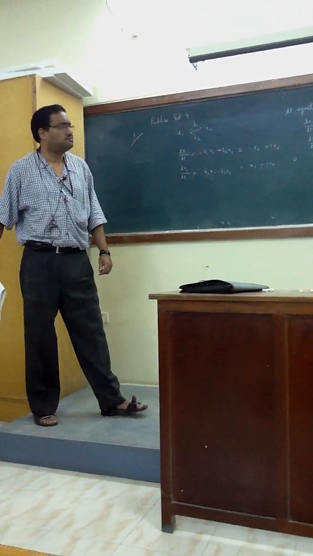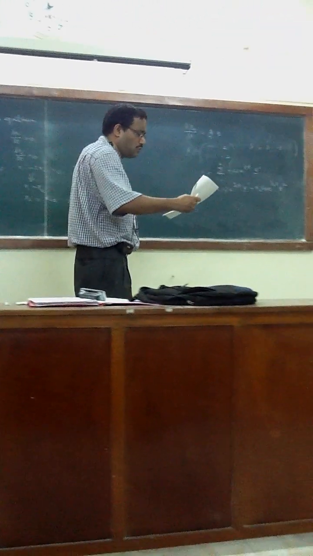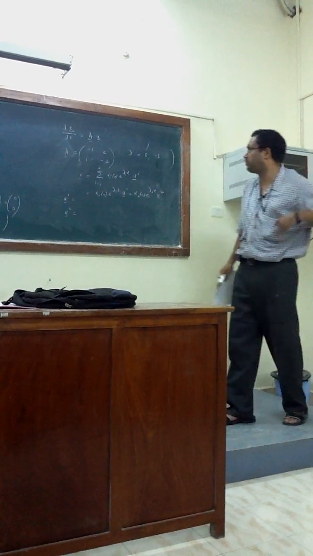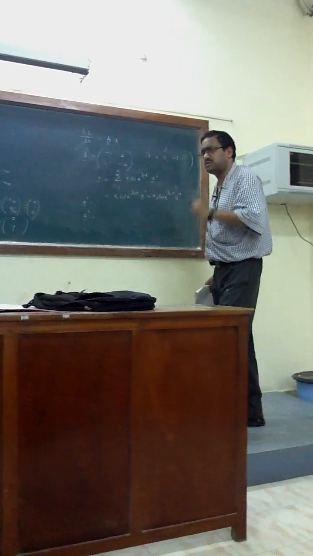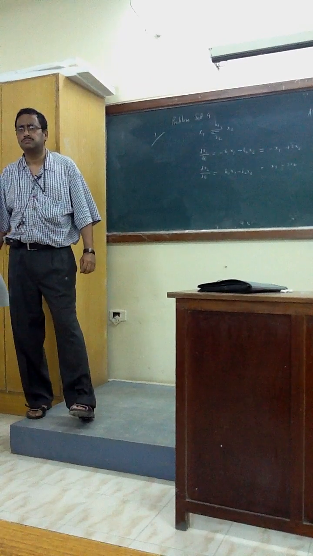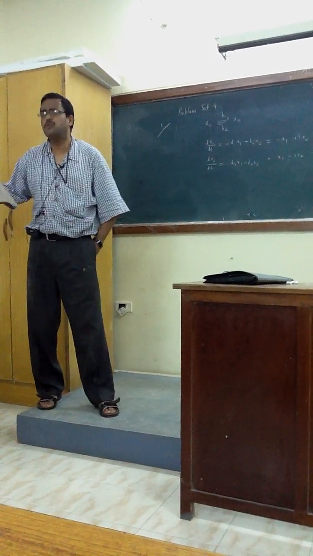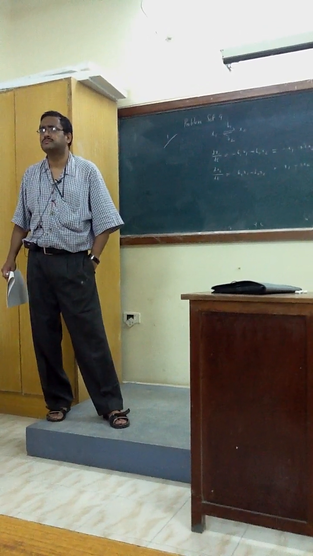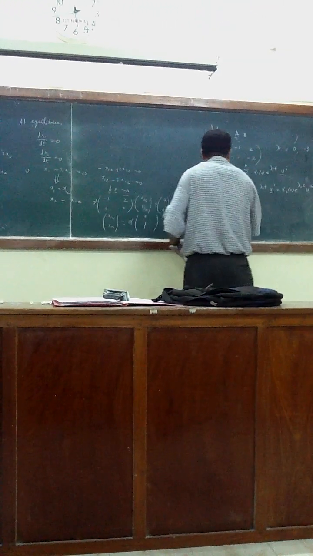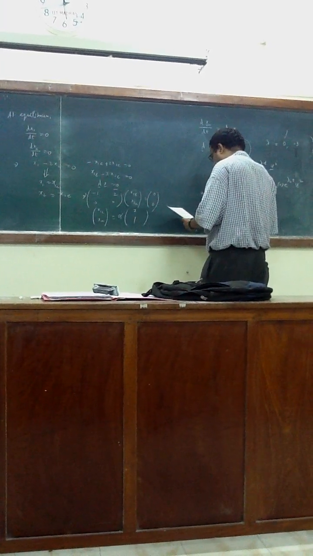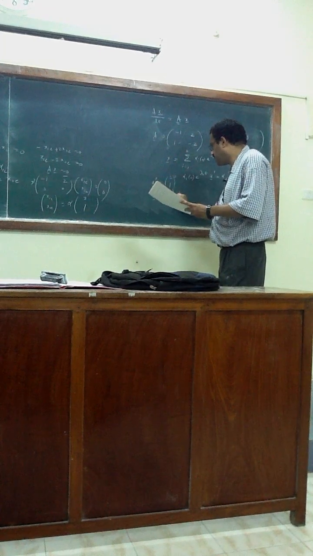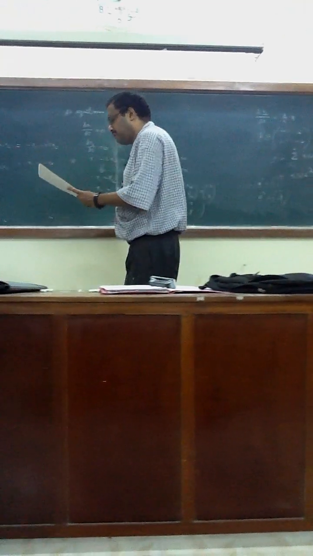Eigenvectors. What is u1 bar? After that we will go for the transpose, because alpha 1 and alpha 2 are not straightforward. The matrix is not symmetric. For u1 you are getting 2, 1. And u2? Minus 1, 1 or 1, minus 1? Same thing.